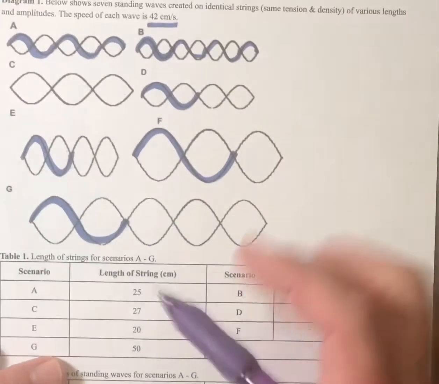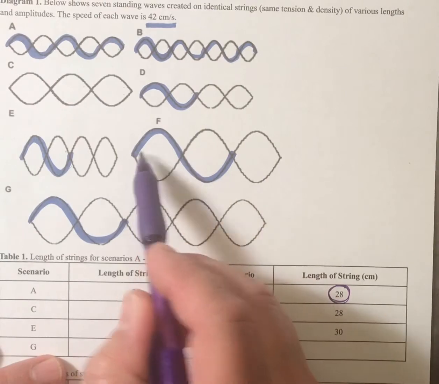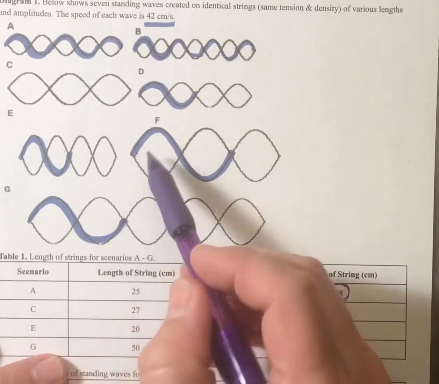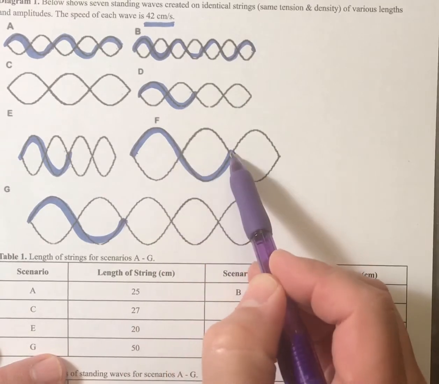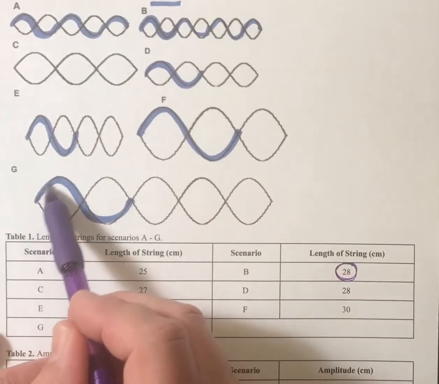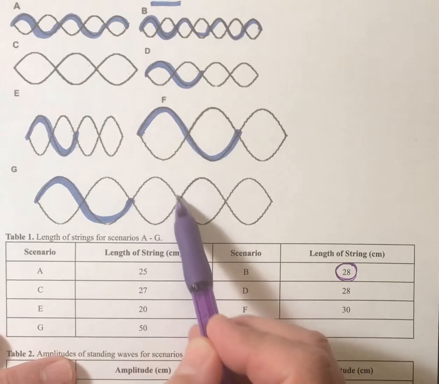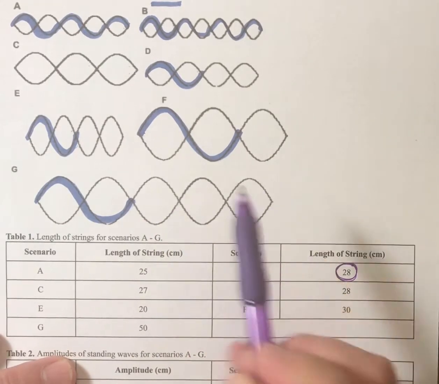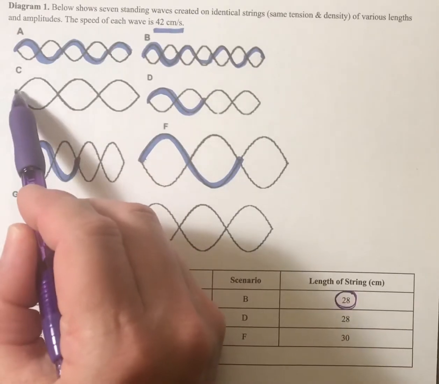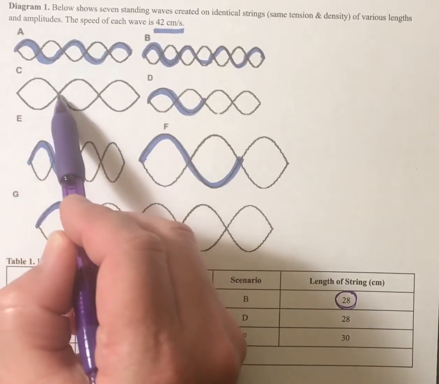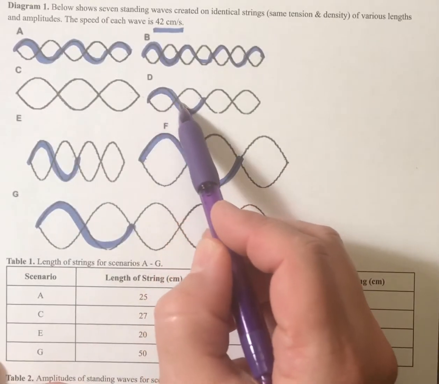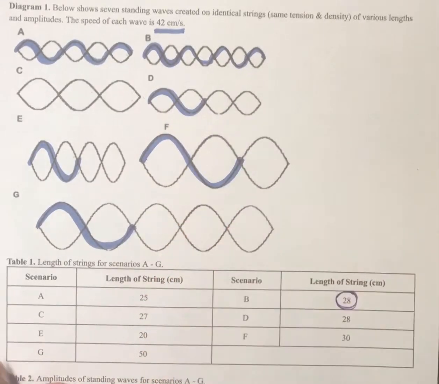So if you look at any one of these, you can take the string length and divide by how many cycles there are. So here would be 1 and a half. Here there is 1, 2 and a half. In letter C, in the length of that string, there would be 1 and a half. In letter D, there are 2 complete cycles.